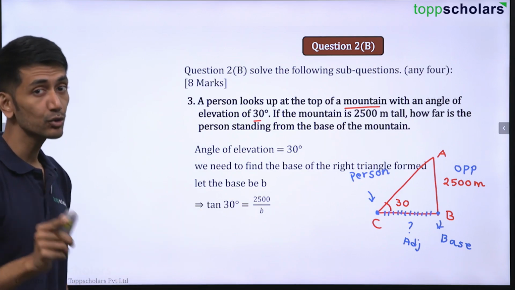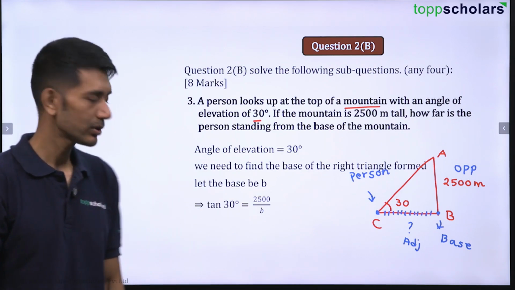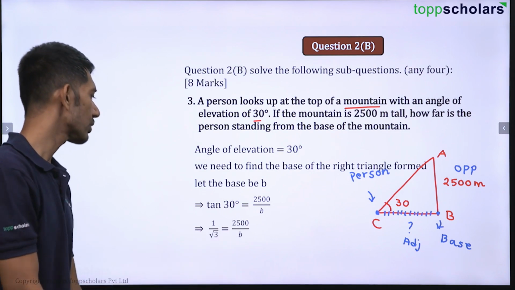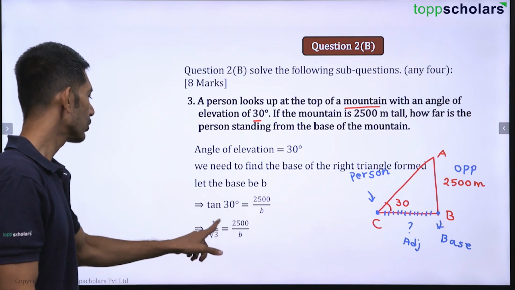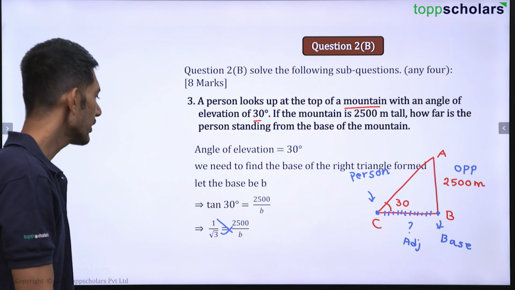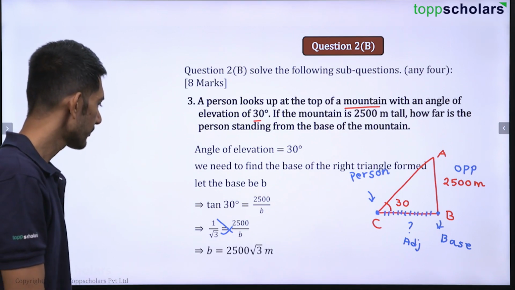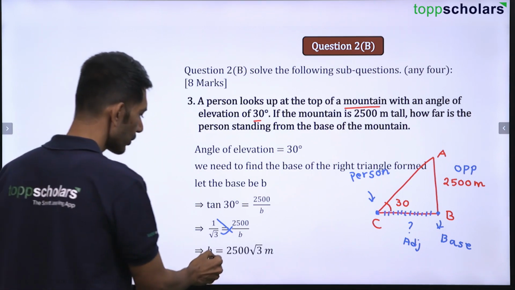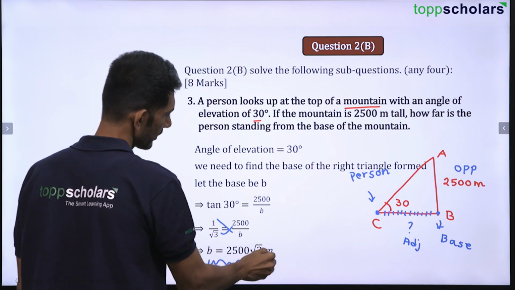Tan 30 is how much? We should know the values clearly here. Tan 30 is 1 by root 3. So 1 by root 3 is equal to 2500 by B. B goes here, root 3 goes here. B is equal to 2500 root 3. And 2500 root 3 meters is the final answer.